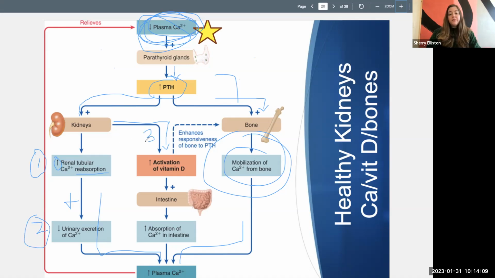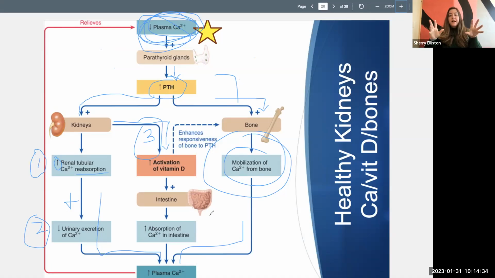And number 3 is that they also increase the activation of vitamin D, which then in the intestines increases absorption. All of this cascade of events is essentially trying to get a low plasma calcium to go back to a more normal level.